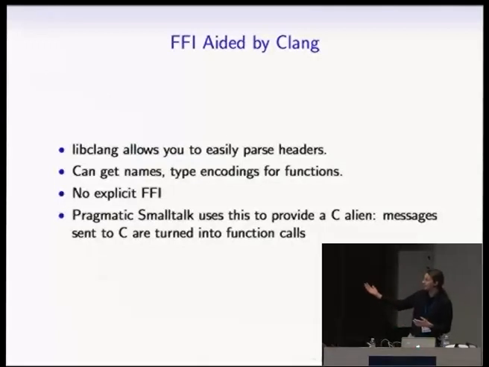You can use libclang to parse header files. You can get the type encodings for those and the names. And you can do FFI without any need for custom header file parsers or for defining how things map from C to your language. We do this in Pragmatic Smalltalk, where you just send a message to this C pseudo class, and it knows that that's supposed to be a C function call, so it will check in your headers, find a function that has a name matching that message, and it will just work by magic. And now I'm going to stop speaking before they shout at me.